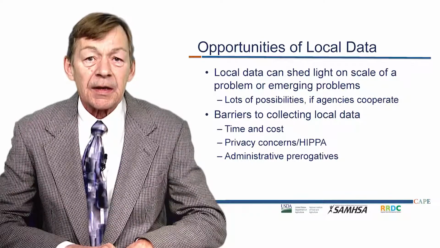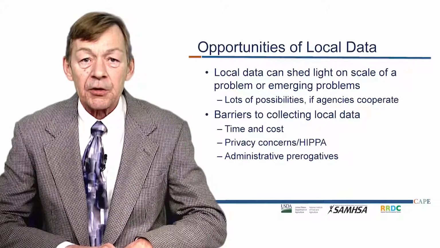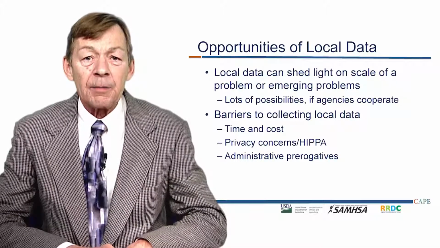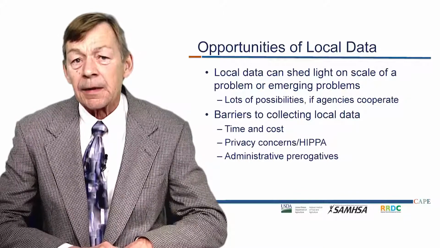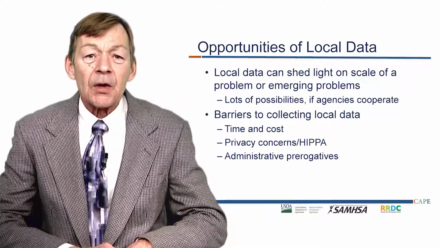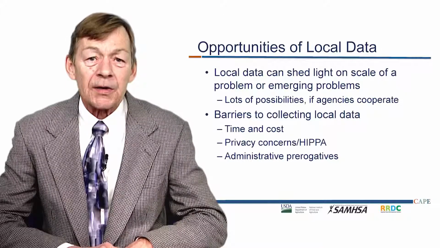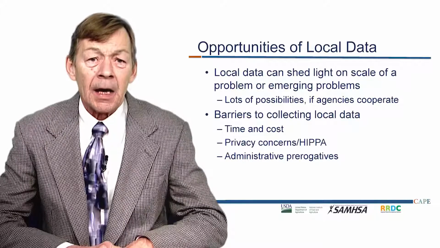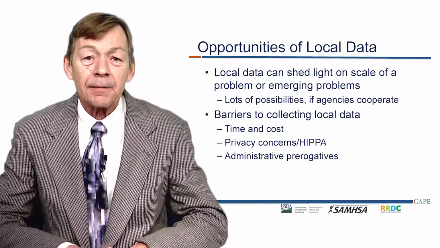The challenge is to get cooperation. Some of the challenges include potential additional time, effort, and cost of collecting and tracking data. There may be privacy concerns, although simple counts wouldn't usually reveal anyone's identity. There is also a certain administrative prerogative. You may gain the trust and cooperation of one agency administrator. That person is replaced and the next administrator says, no, we can't do that.